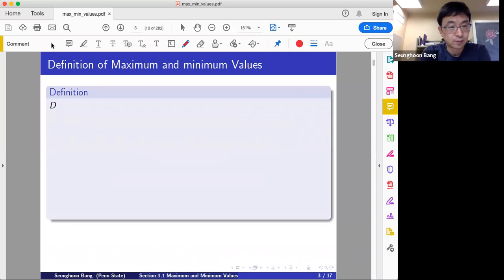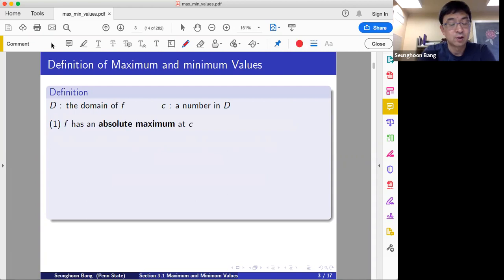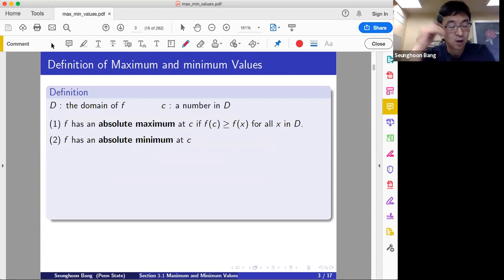The definition. D is the domain of f, and c is a number in D. The first definition: the function f has an absolute maximum at c if f of c is greater than or equal to f of x for all x in D. f has an absolute minimum at c if f of c is less than or equal to f of x for all x in D.